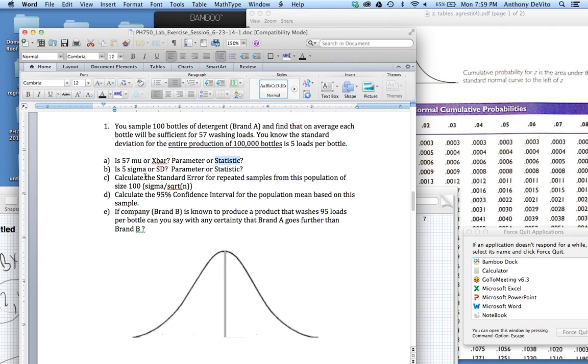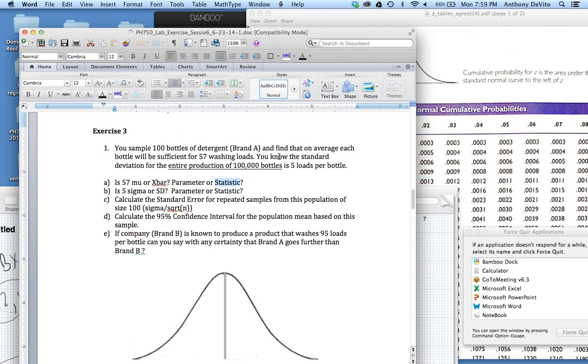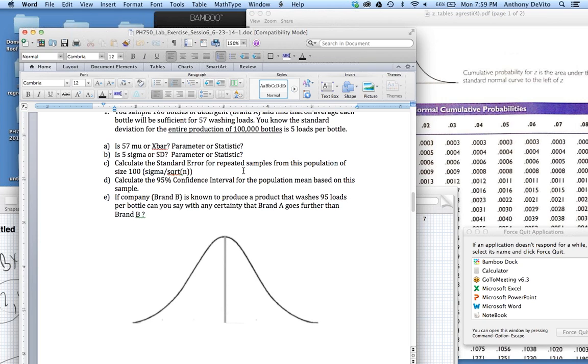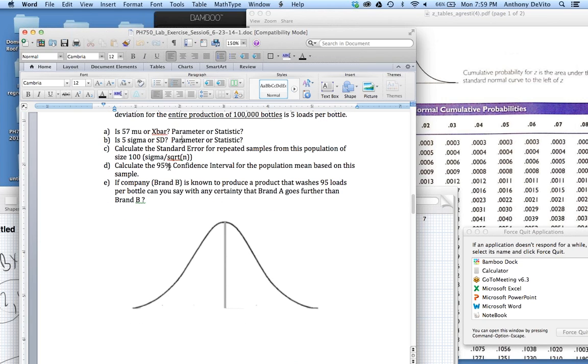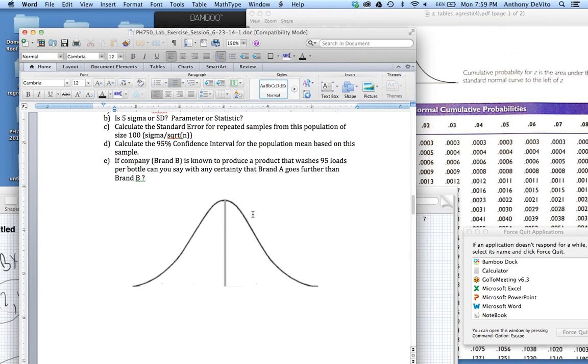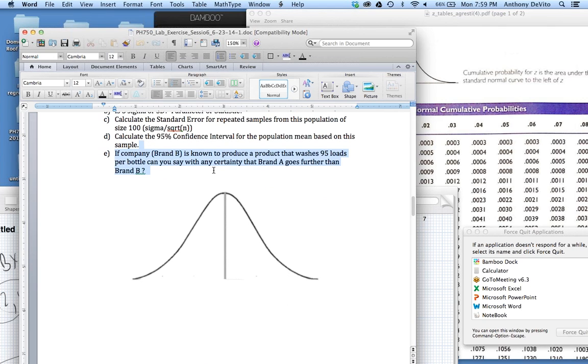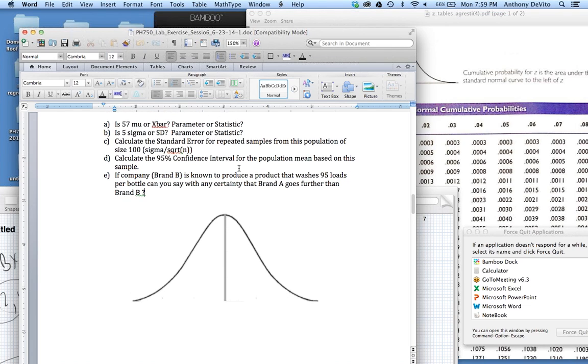Five. Is that sigma or standard deviation in this case? That's sigma, right? Because we said we knew the standard deviation for the population. That happens to be sigma, which is a parameter. Calculate standard error. We just did that. Calculate the 95%. We did that. If brand B is known to produce 95 loads per bottle, can you say with any certainty that brand A goes further than brand B?